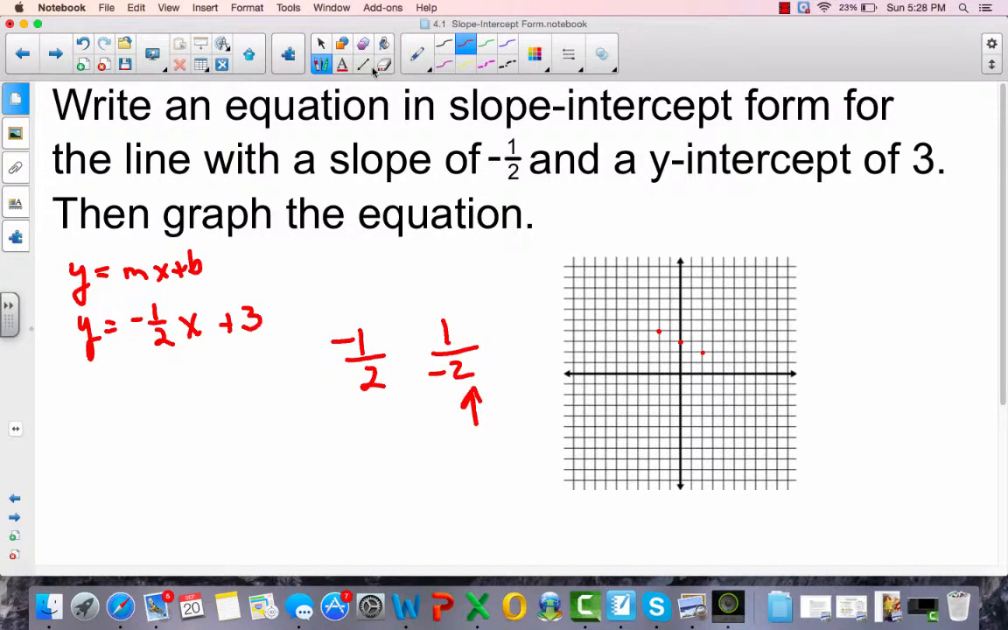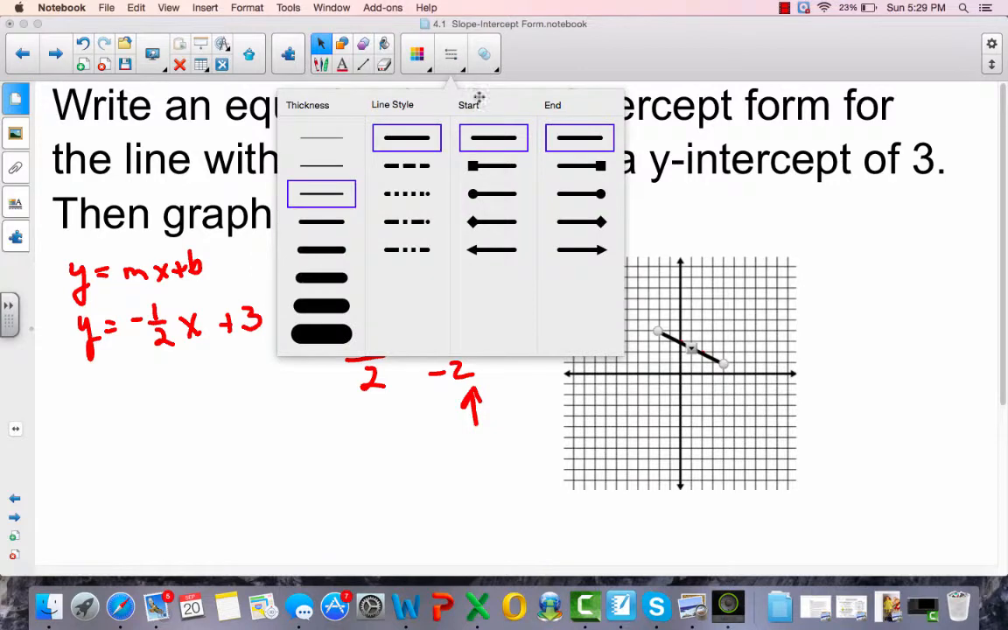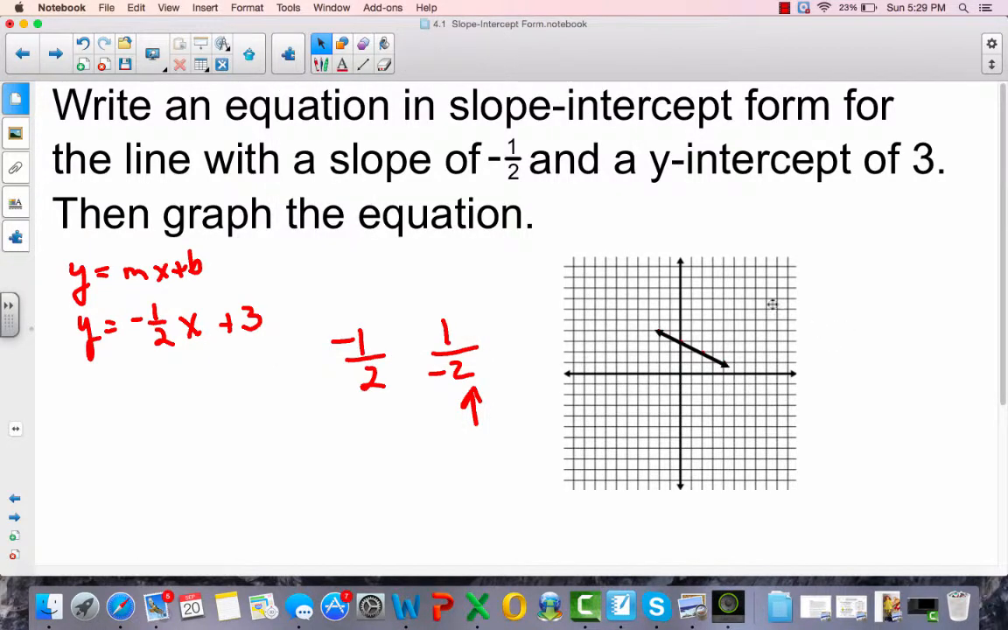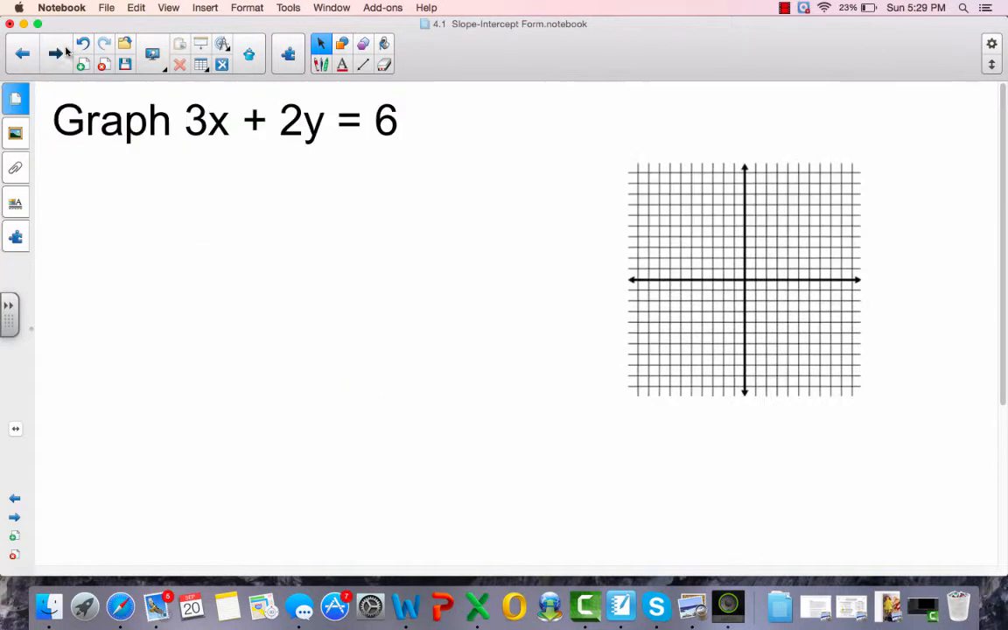So let's draw our line. See, both of them include the same points. It doesn't matter which way you go on the slope as long as you're consistent. You go left when it's negative and right when it's positive. Okay, and there's our line. Did you get that? I sure hope you did.